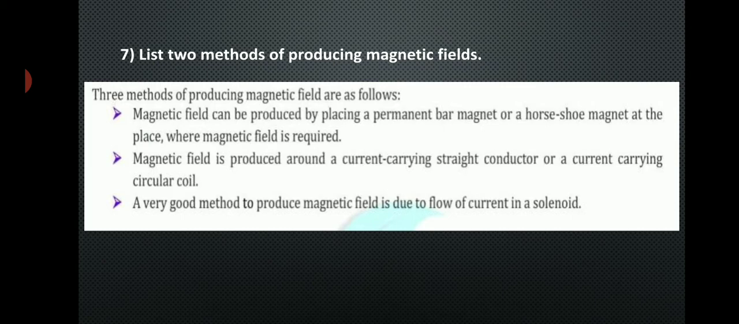Okay, next, the seventh one: list two methods of producing magnetic fields. Here 3 points are given. First one: magnetic fields can be produced by placing a permanent bar magnet or horseshoe U-shape magnet at the place where the magnetic field is required. One is by using a bar magnet or U-shape magnet. The second is that a magnetic field is produced around a current carrying straight conductor or a current carrying circular coil. Then the last one is by using a solenoid. So from all these we get magnetic fields.